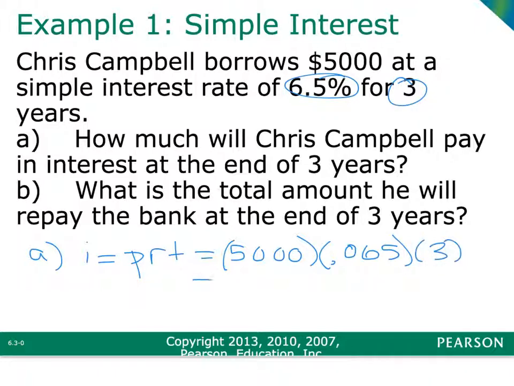Okay, so let's just use our calculator and type that in. You can type it in just the way it looks with the parentheses and let the calculator do the arithmetic for you. You should come out to $975 in interest.